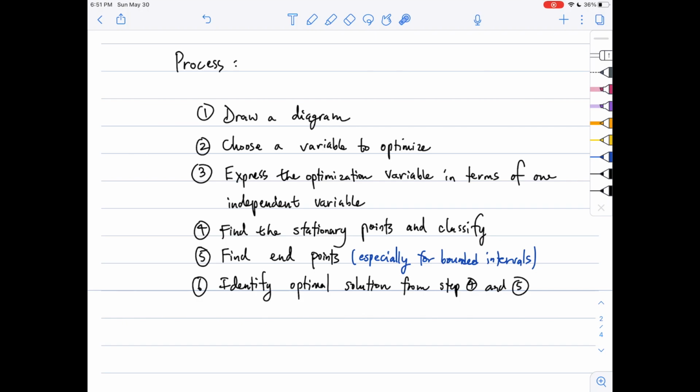Number 6 is to identify the optimal solution. The optimal solution may be from step 4. It might be a stationary point. It might be an endpoint. Okay, and so that's important to keep in mind.